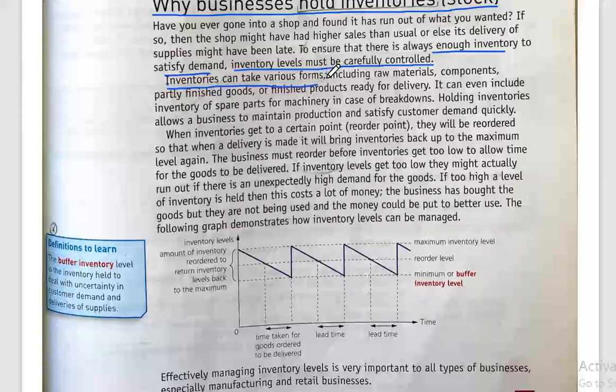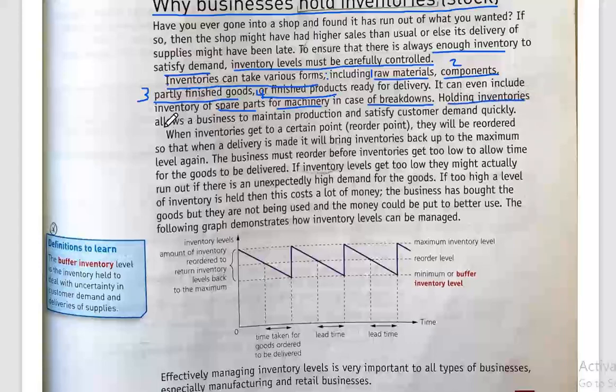Okay, so inventories can take various forms. In the inventory could be raw materials, components, partially finished goods, or even finished goods. So four forms: one, raw materials, two, components, three, partially finished goods, and four, finished products ready for delivery. It can even include inventory of spare parts for machinery in case of a breakdown. So I also have spare parts of the machines that I'm already using in my production, just in case something went wrong and there was a breakdown in the machines.